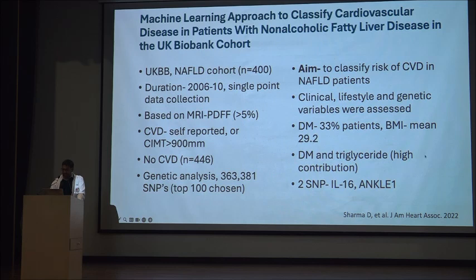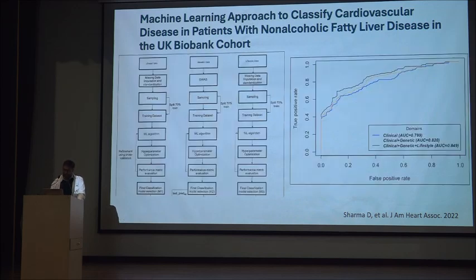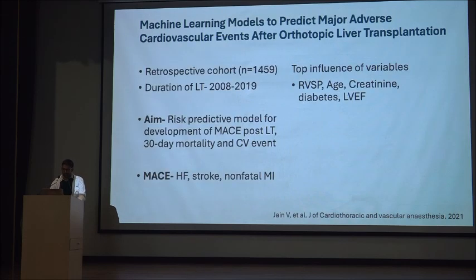And in the Shapley chart, diabetes and triglyceride were found to have maximum contribution apart from other standard cardiovascular risk factors. So this was the data set and how they approached the machine learning. 70% of the overall sample was in the training cohort and 30% in the testing cohort. What they found was that, compared to the clinical prediction alone, clinical plus genetic or clinical, genetic and lifestyle had the best prediction for cardiovascular risk factors in the MAFLD population.